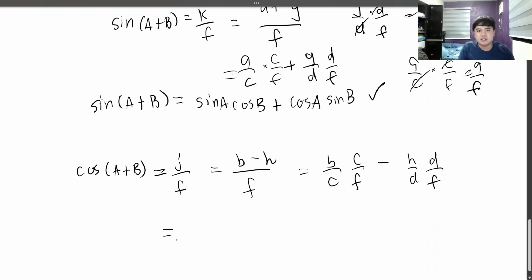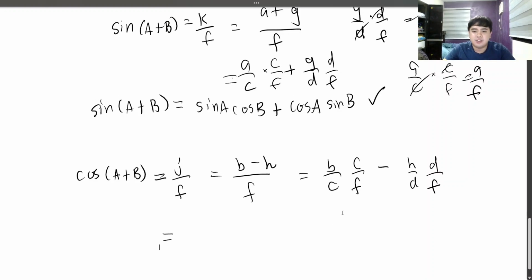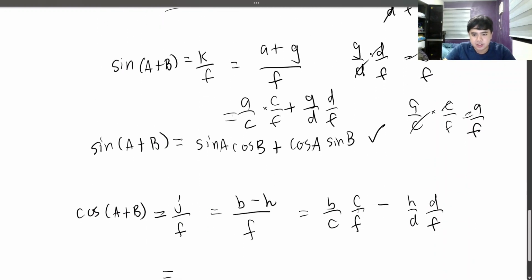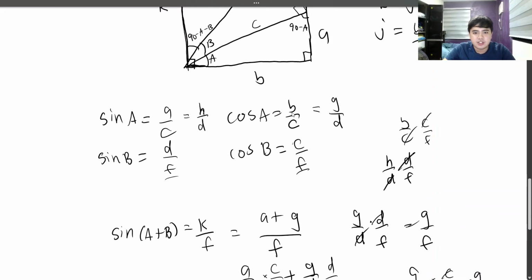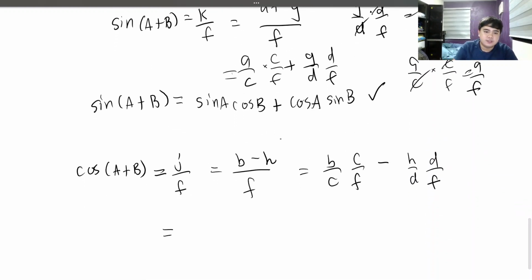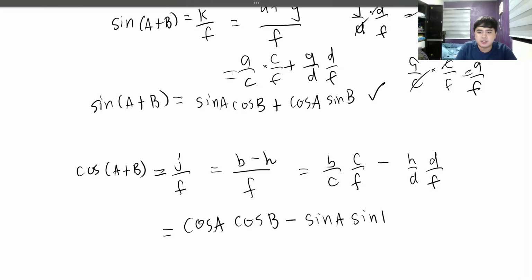This is like a scavenger hunt, right? So it's really exciting how you can derive all this. So B over C, that is cosine A. C over F, that is cosine B. H over D, that's sine of A. And D over F, that's sine of B. And there you go.